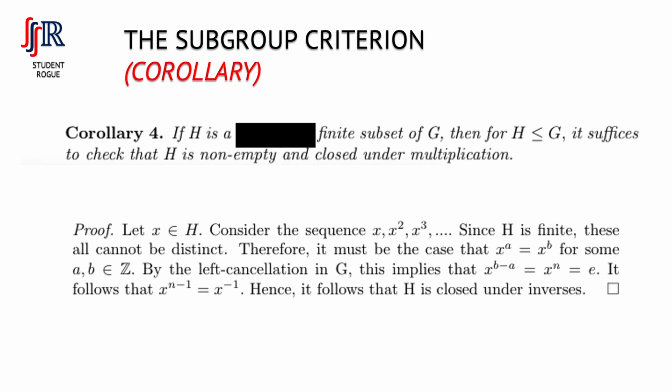But this immediately implies that X to the N minus 1 is X inverse, since X to the N minus 1 times X equals X to the N, which is the identity. And since the inverse element of a given element X is unique, X to the N minus 1 must be X inverse. So for a random element, where H is non-empty and closed under multiplication, we've demonstrated that the fact that it's finite forces H to be closed under inverses. So we only ought to check the two as long as H is finite.